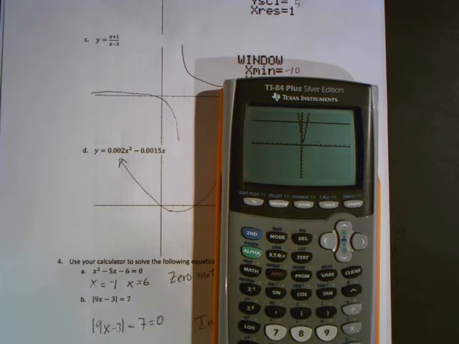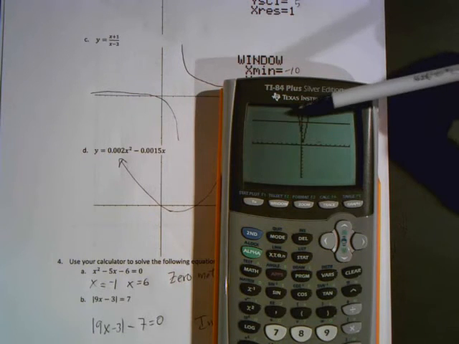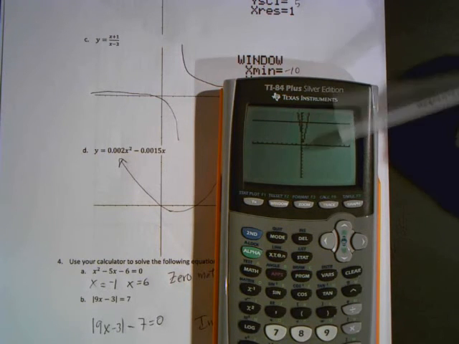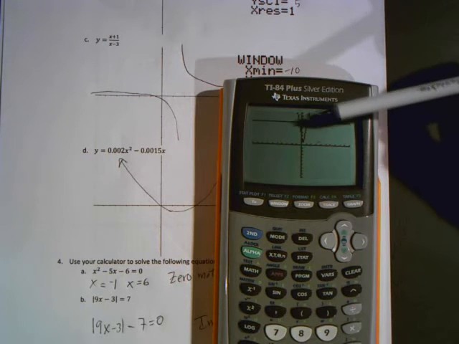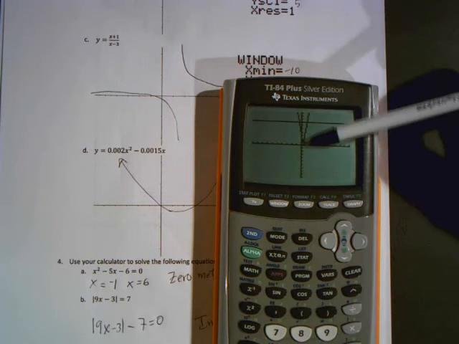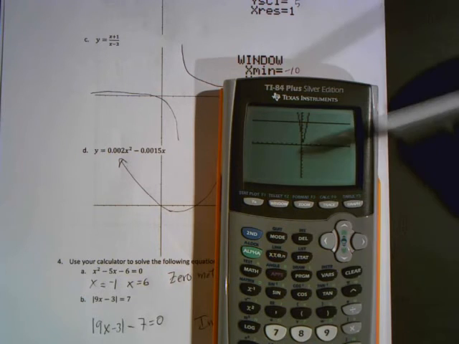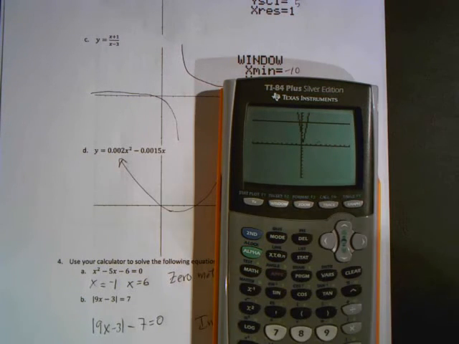Okay, so where are those equal? Well, they are equal where the two graphs cross. So there's the absolute value graph, and there's the 7 graph. There are two answers, 1, 2. So what I want to do is find where these two graphs intersect, and that's why this is called the intersect method.